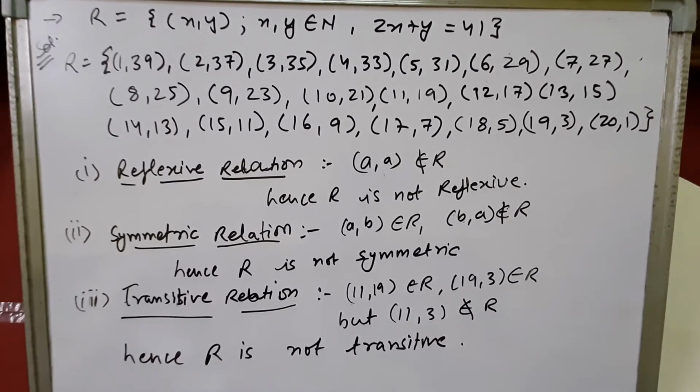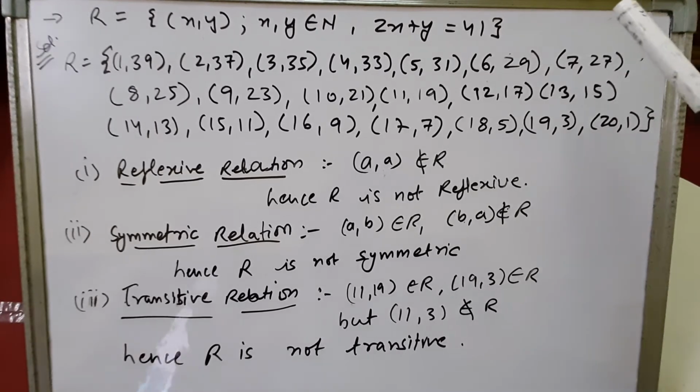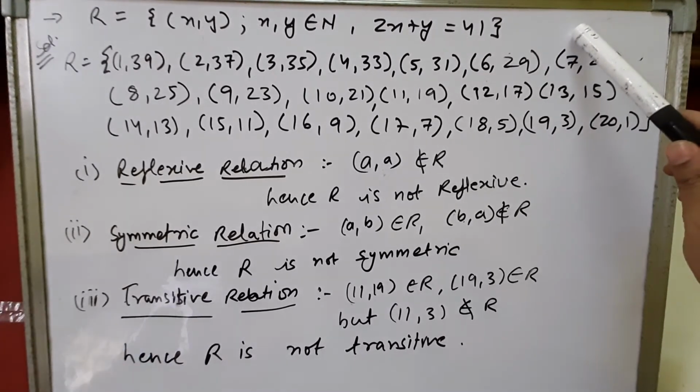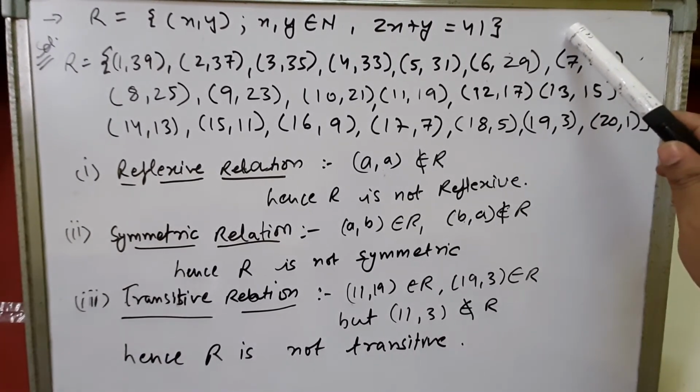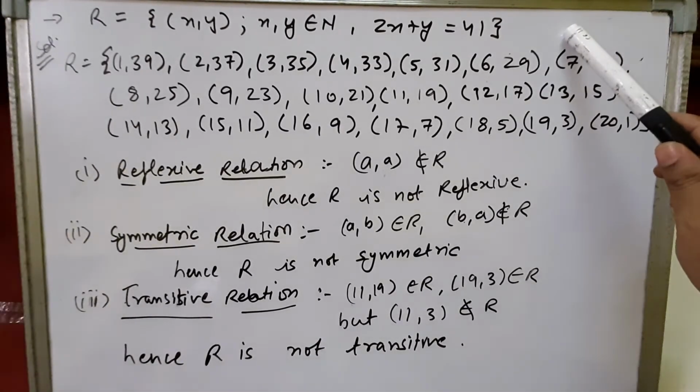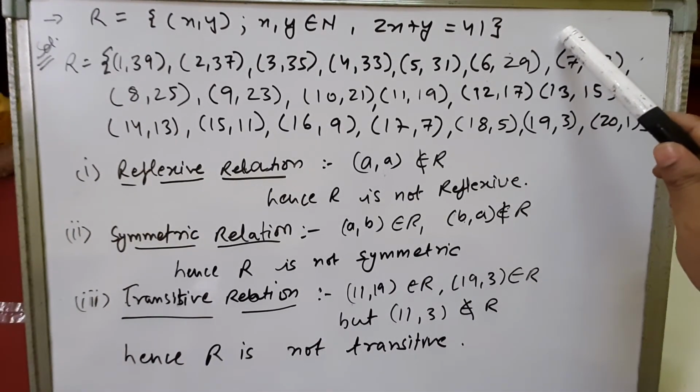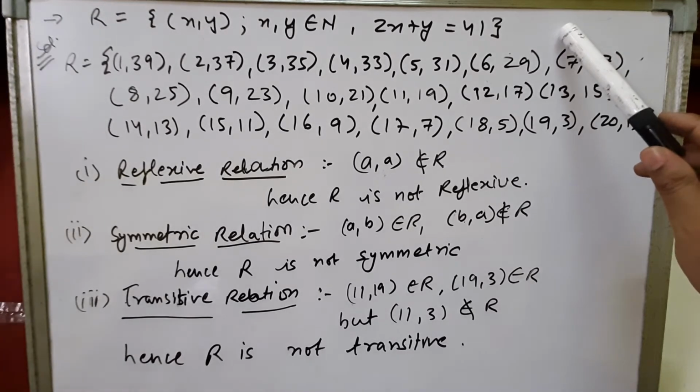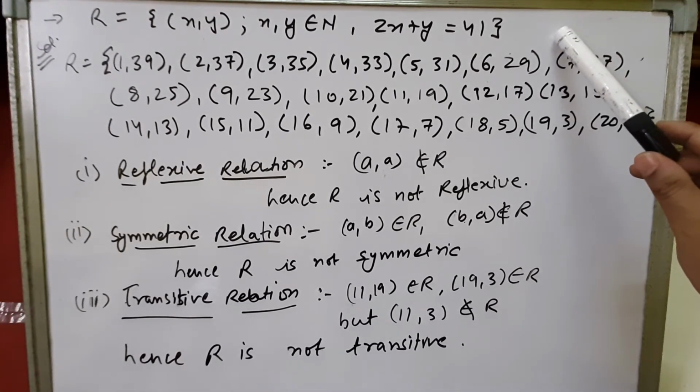Let's see this sum, children. Here it is given that we have to show whether R is a reflexive, symmetric or transitive relation. R is defined as (x, y), where x and y belong to natural numbers, and the condition is given as 2x + y = 41. So we have to show whether R is reflexive, transitive or symmetric.